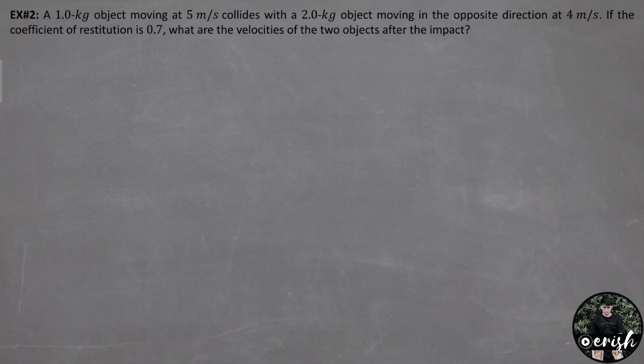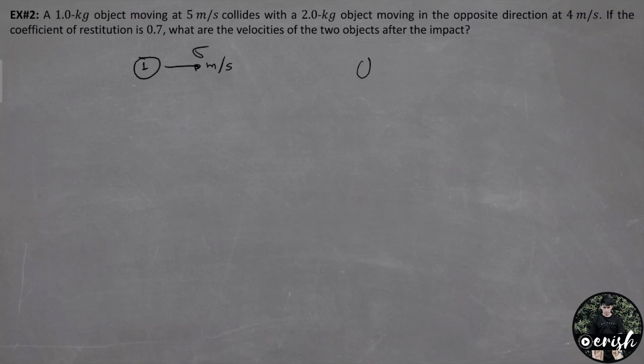Example number 2. A 1 kilogram object moving at 5 meters per second collides with a 2 kilogram object moving in the opposite direction at 4 meters per second. If the coefficient of restitution is 0.7, what are the velocities of the two objects after the impact? For example, this is the 1 kilogram object, object 1, moving at 5 meters per second to the right.